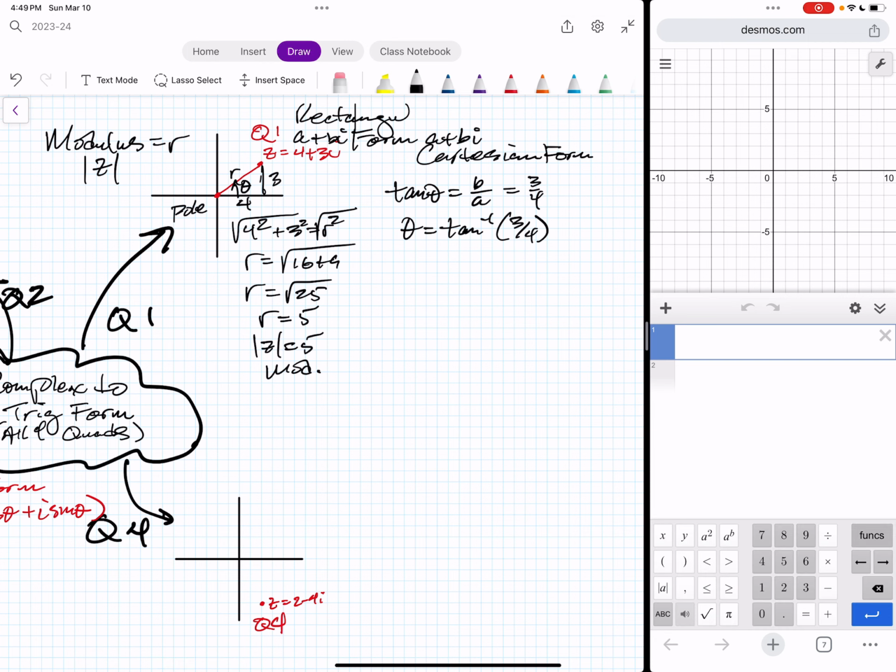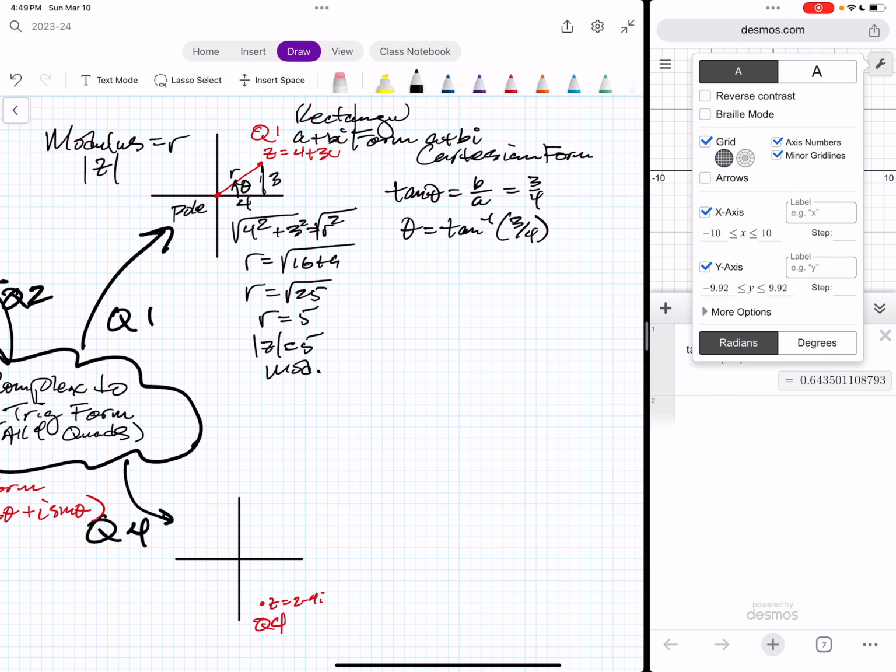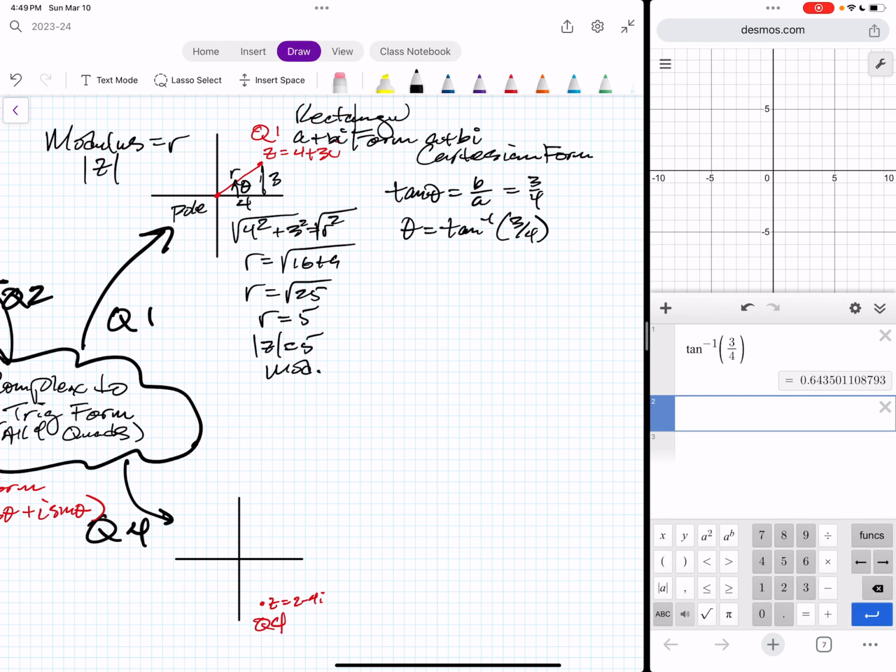Okay, and so let's take the inverse tangent of 3/4, so 3 divided by 4. All right, let's click on the wrench. If you're in radians, you have to be in radian mode here. I'm going to express all my answers in radians, so make sure you're in radian mode on your TI-84, or in Desmos, just click on the wrench and change it to radian mode. I think the default is radian mode, but you should always check by clicking on that wrench in the upper right.